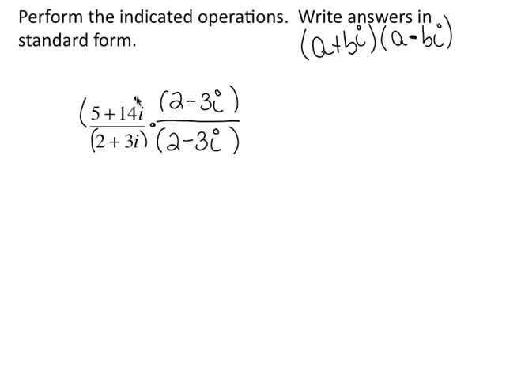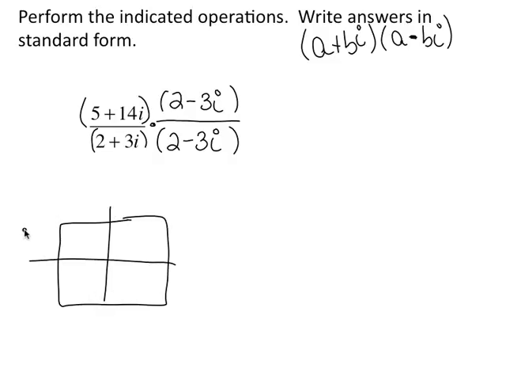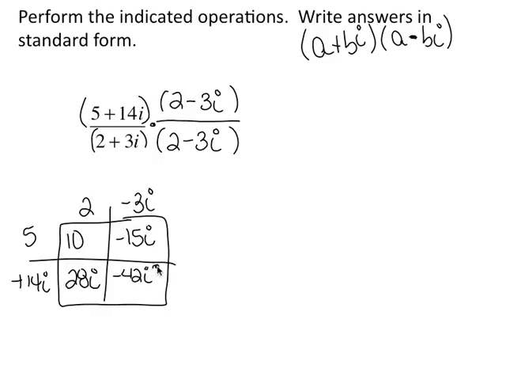So at the top, we're multiplying these two binomials, so we can use either the FOIL method or the box. I'm going to use the box. So we have 5 plus 14i times 2 minus 3i. So 5 times 2 is 10. 5 times a negative 3i gives me negative 15i. 2 times 14i is 28i. And 14i times negative 3i gives us a negative 42i squared.